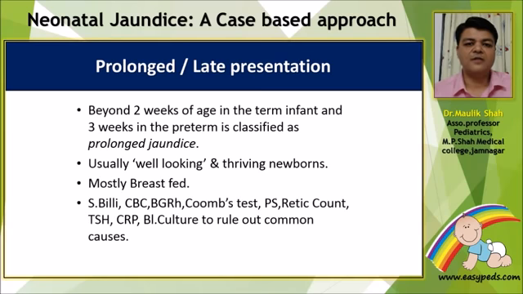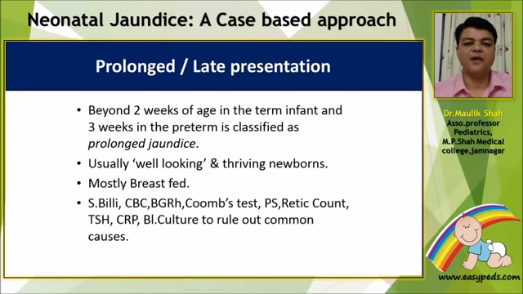The second category here would be prolonged or late presenting jaundice. The definition is usually beyond 2 weeks of age in term babies, while in preterm babies this is extended to 3 weeks. So for the term baby it is 2 weeks and for the preterm baby 3 weeks. Then we can classify them as having prolonged jaundice.